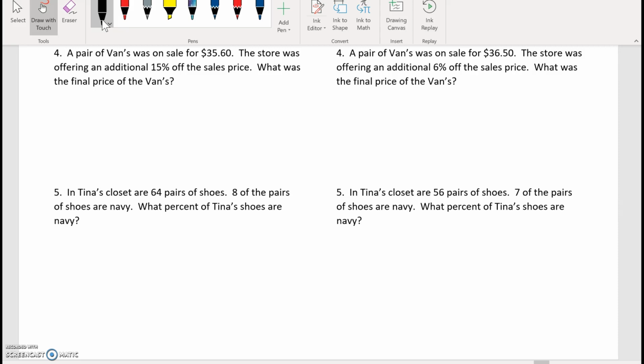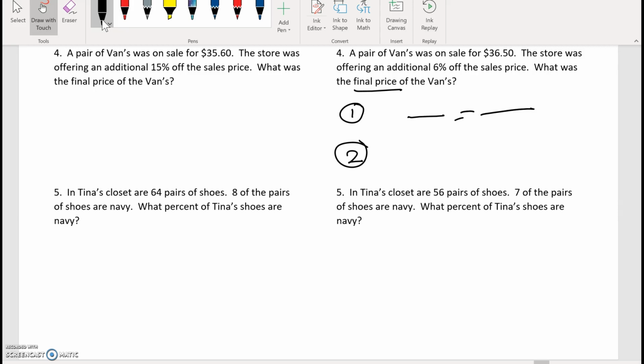Okay. So now we're back at number 4. It says a pair of Vans was on sale for $36.50. The store was offering an additional 6% off the sales price. What was the final price of the Vans? So we're looking for the final price, right? And we need to do our 2 steps. And I see a percent, so I know I'm going to set up a proportion, right?